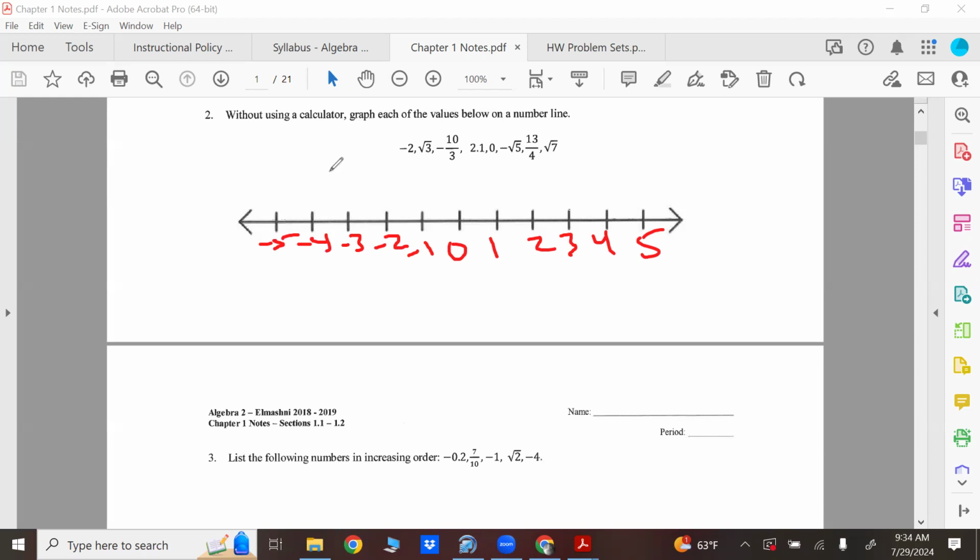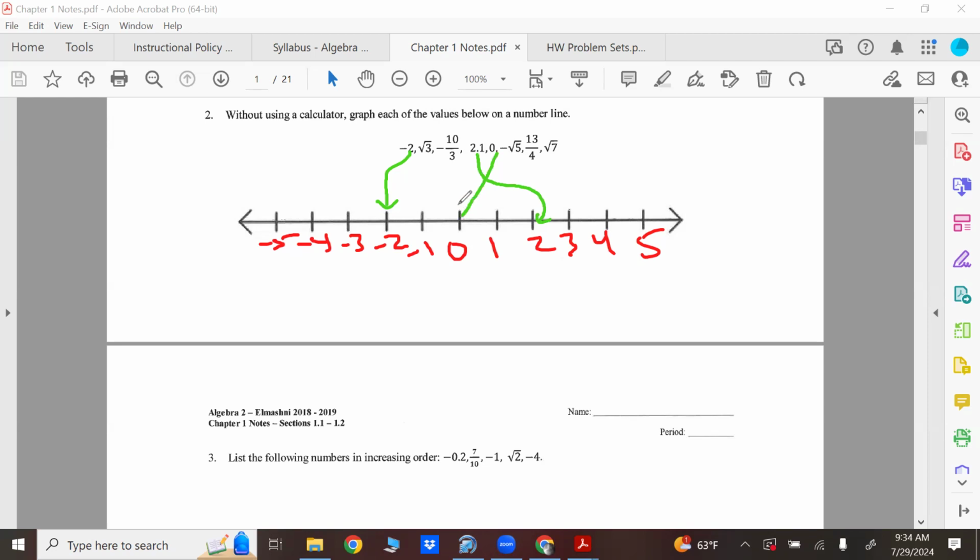I think negative 2 is pretty obvious. That goes right here, right? Negative 2 is pretty obvious. I'm just going to jump around a little bit. Where do you think 2.1 will go? Between what two whole numbers? Yeah, probably right there, right? 0 is pretty obvious.